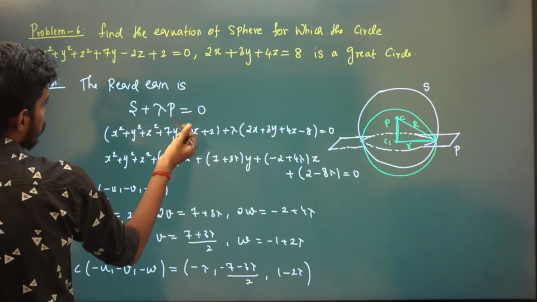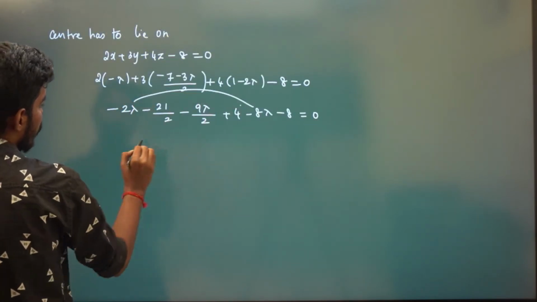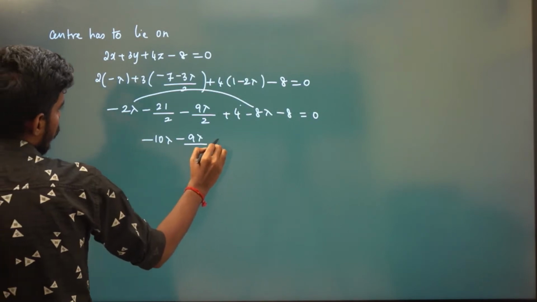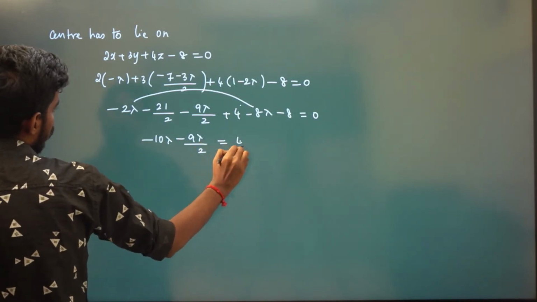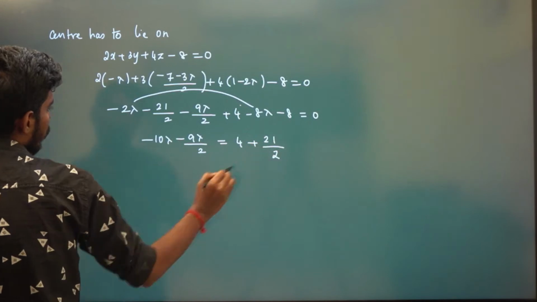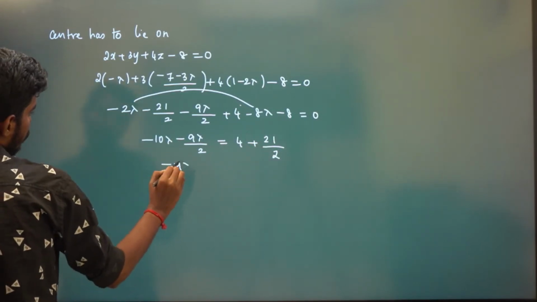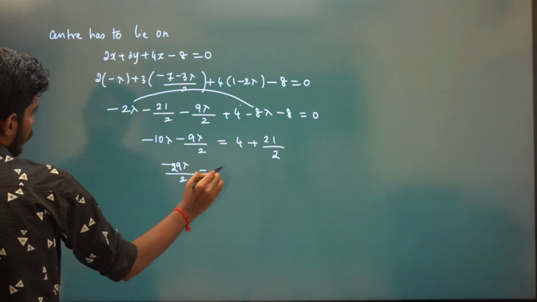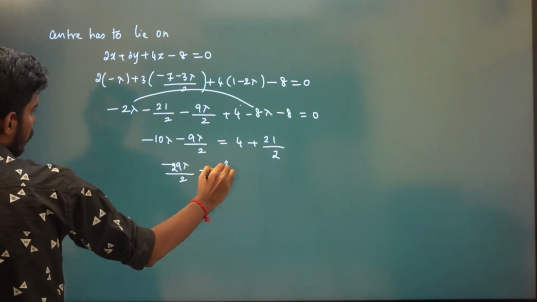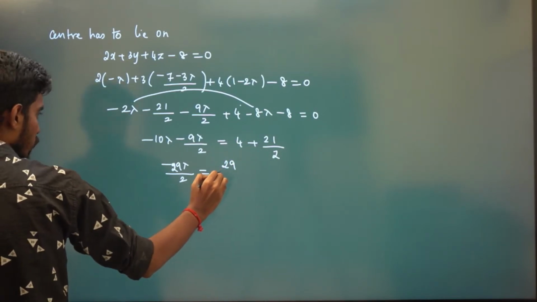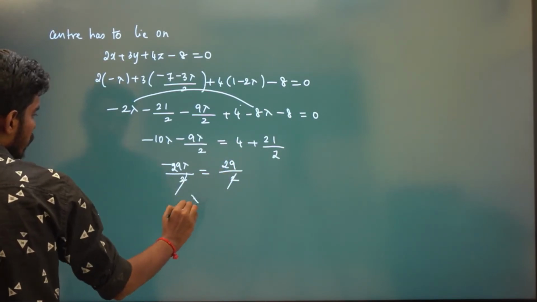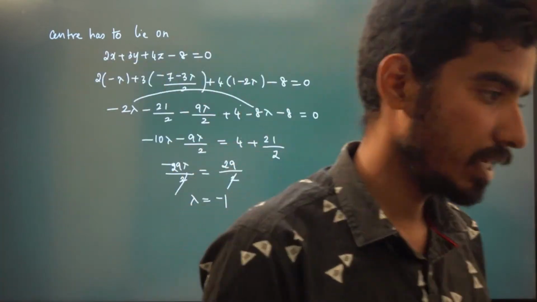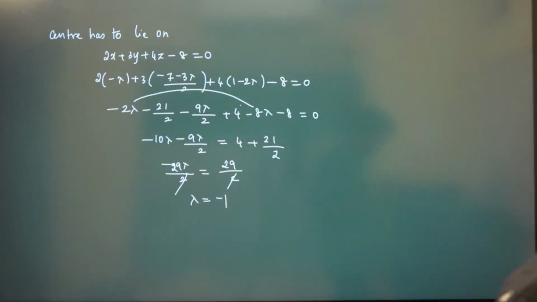This is minus 10 lambda minus 9 lambda by 2. 4 minus 8 is minus 4, so we have minus 4 minus 21 by 2. This is minus 29 lambda by 2, and minus 29 by 2. The 2s will get cancelled, so we will have lambda equal to minus 1. So when lambda is minus 1, that circle will be a great circle.